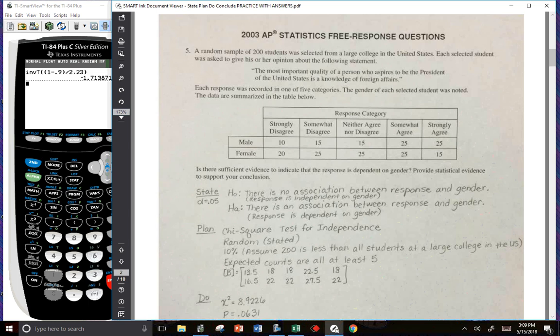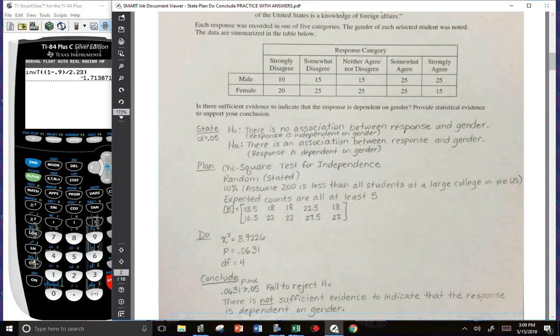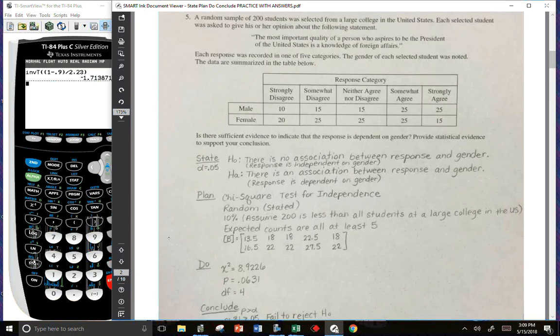So my plan is I need to do a chi-square test for independence on every single state plan to conclude, regardless of what the data is, whether it's categories or means or proportions, I don't care. You're going to put random, right? No matter what, you're going to put random. You're going to put 10%. This is the only one I don't want you to put independent on. All the other ones put independent as well, okay?